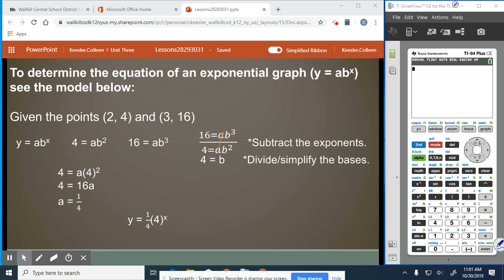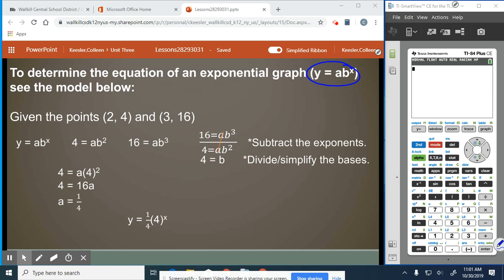Well, I did that because in this coordinate, the 3 is the x and the 16 is the y. And I matched them up to the equation here. And then I put it over the second coordinate where 2 is the x and 4 is the y. Rewrote the equation. That allowed me to solve for b because the a's cancel out. And then b to the third over b to the second is just b because remember we subtract the exponents. And then 16 divided by 4 is 4.